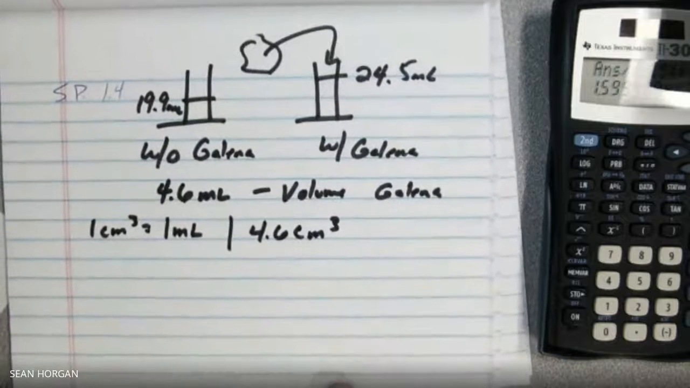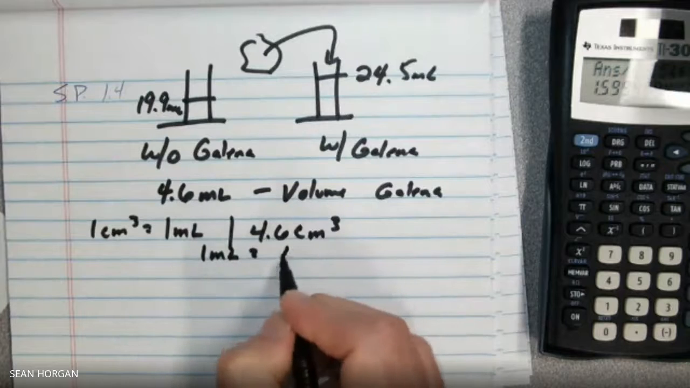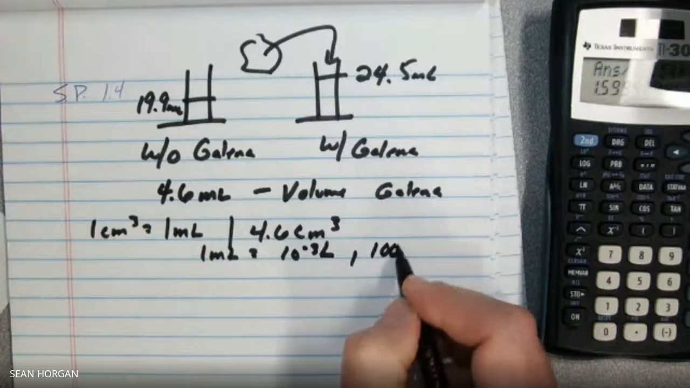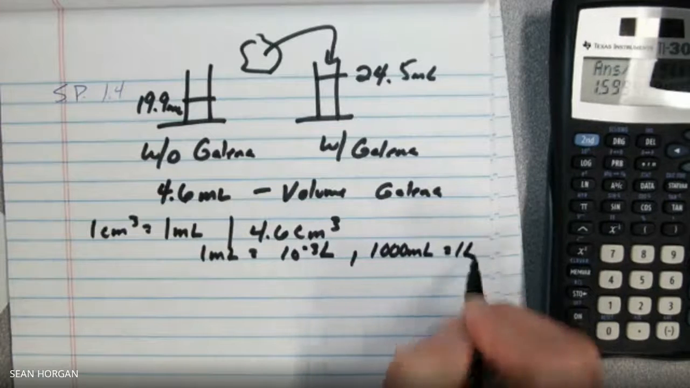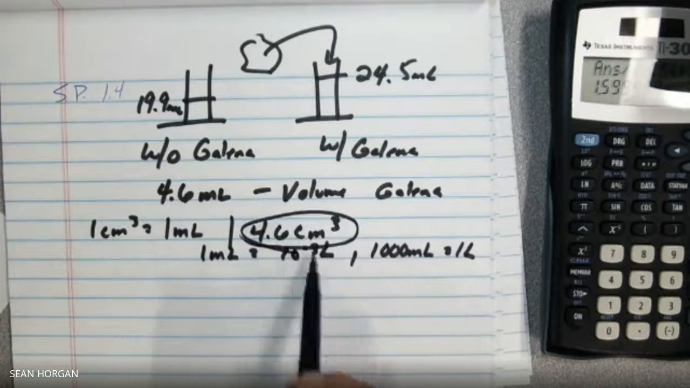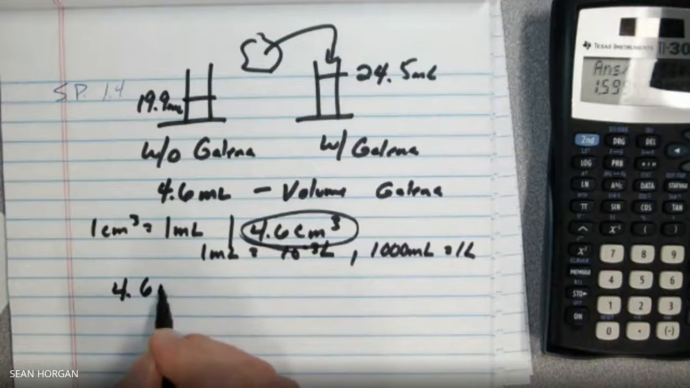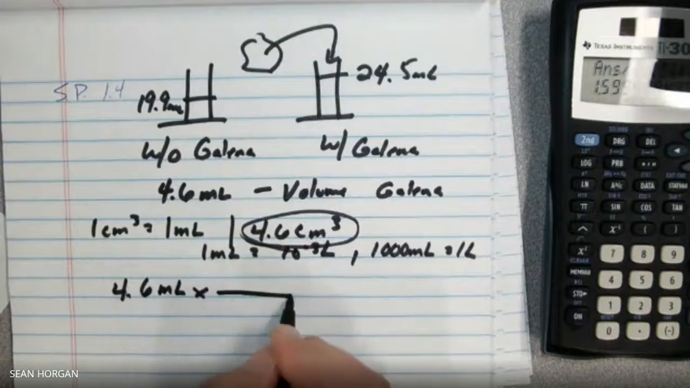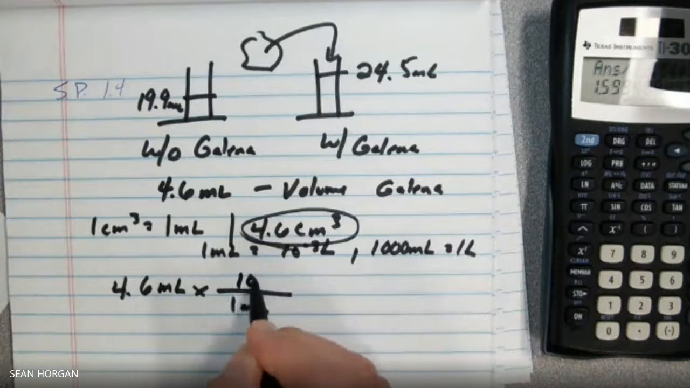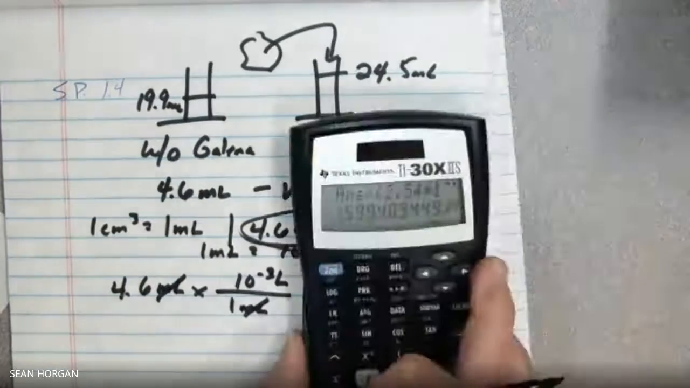And then we also know that for every 1 milliliter we have 10 to the minus third liters. Or we could say that for every 1,000 milliliters, we have 1 liter. Either one should be the same, but I'm starting with this because it's the only number I have. I take the 4.6 milliliters times 1 milliliter on the bottom, and 10 to the minus 3 liters on top, and multiply across.